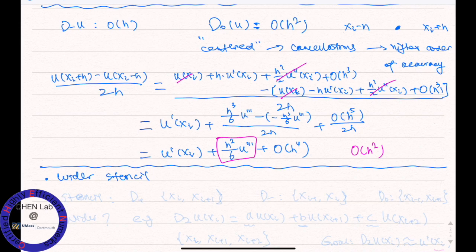The stencil for D plus was xi, xi plus 1, and D minus is xi minus 1, xi, right? And D0 is xi minus 1, xi plus 1. Okay? And the question here is, why do we have to restrict ourselves to just those? For example, maybe we can use more points, right, to get higher accuracy.